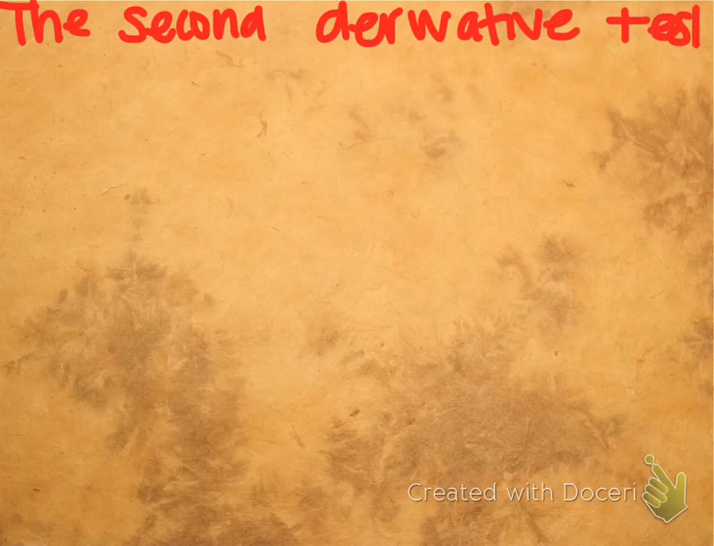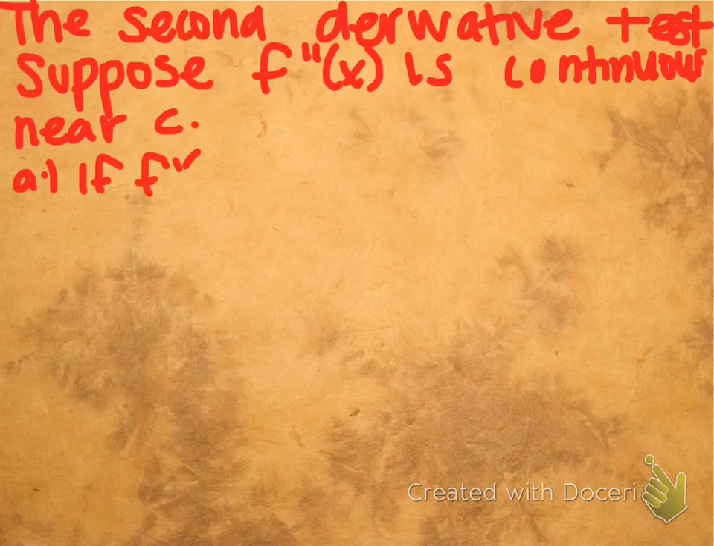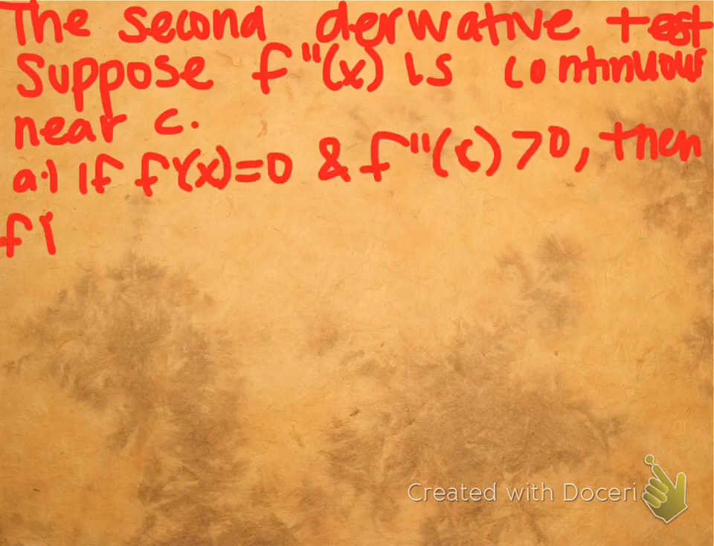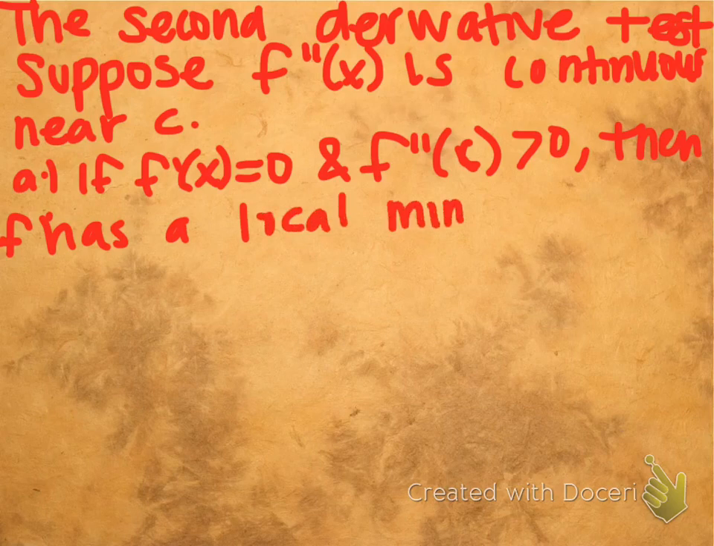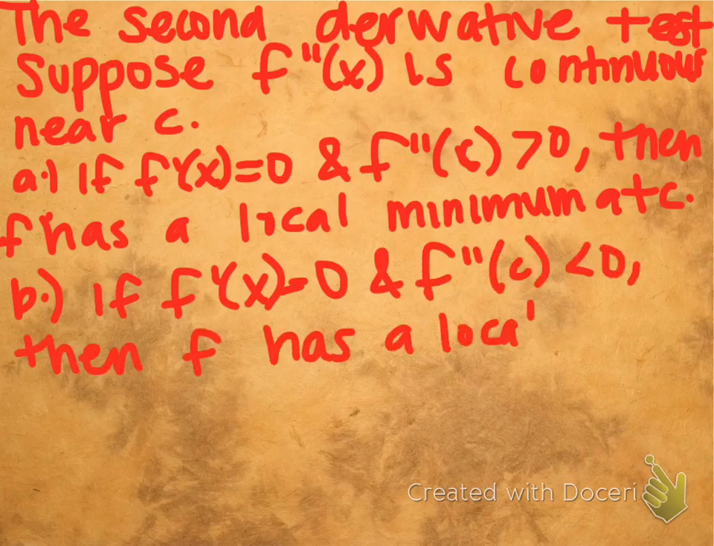Now we want to talk about the second derivative test. Last chapter we talked about the first derivative test. Now we want to talk about the second derivative test. Suppose f double prime is continuous near c. If f prime of c is 0 and f double prime of c is greater than 0, then f has a local minimum at c. If f prime of c equals 0 and f double prime of c is less than 0, then f has a local maximum at c. And remember, when the derivative equals 0, that is a critical point.